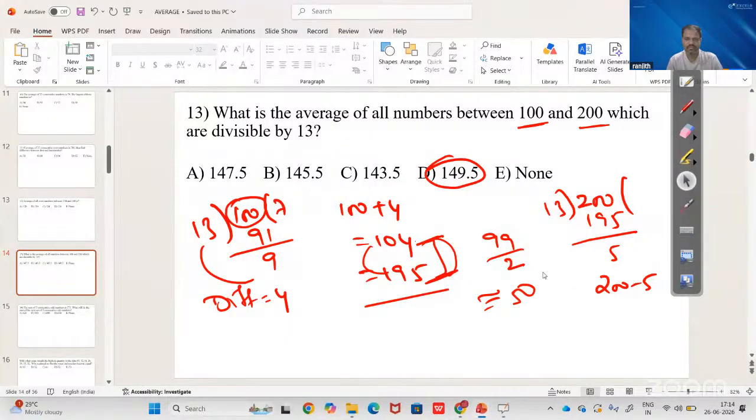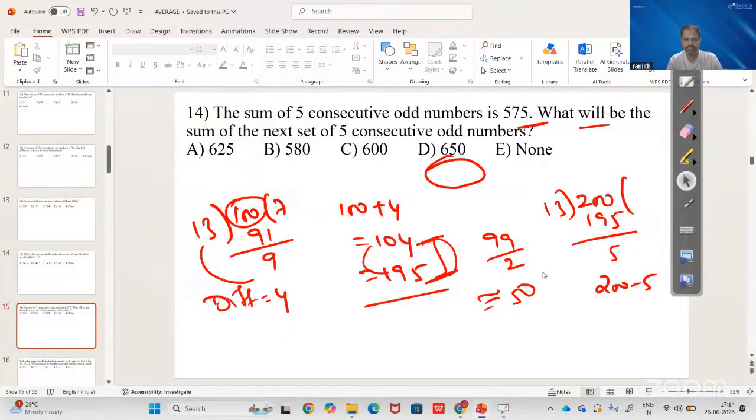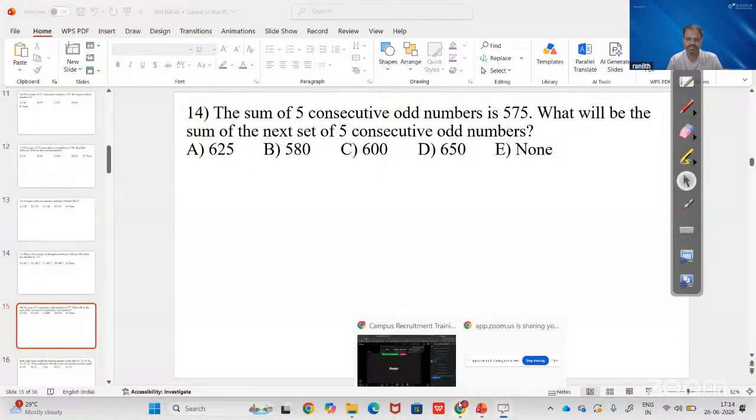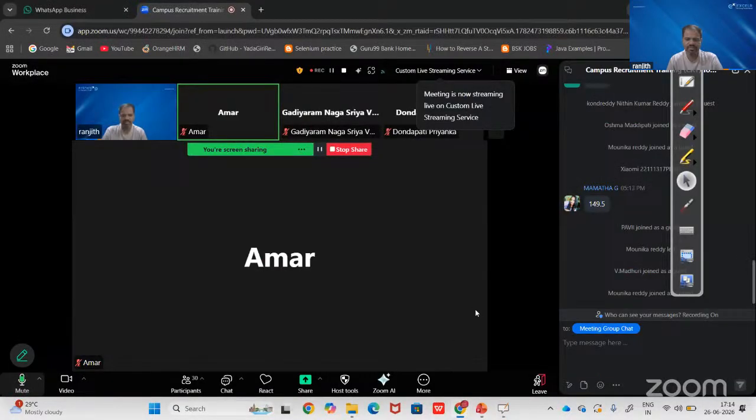Next. Next one, answer. What is the answer for this one? Everyone has to solve. Everyone.